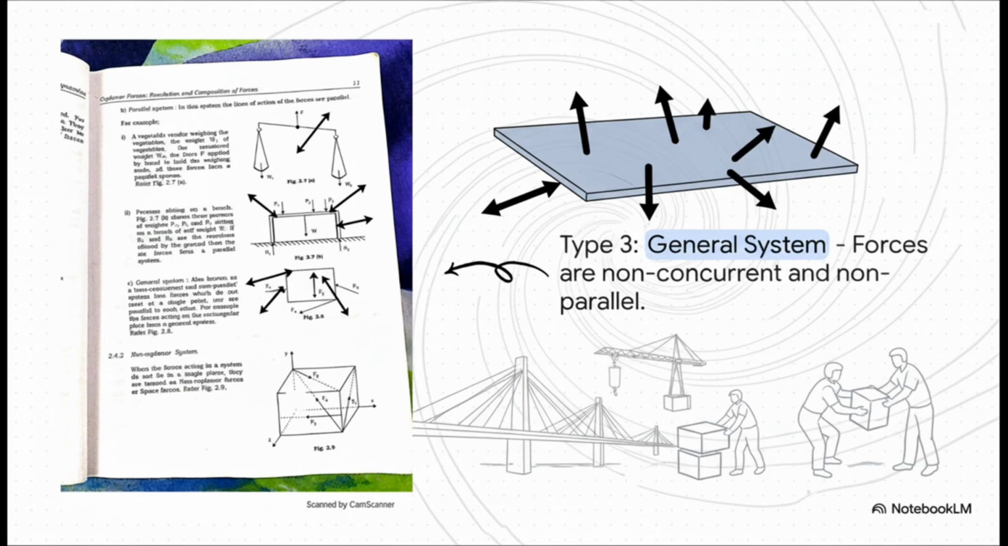And finally, we have the catch-all category, the general system. Basically, if the forces don't all meet at one point and they aren't all parallel, they get tossed into this bucket. Look at this plate here. You've got forces coming in from all different directions at different spots. This is definitely the most complex of the three, but hey, the real world is often messy, and this system describes a lot of it.